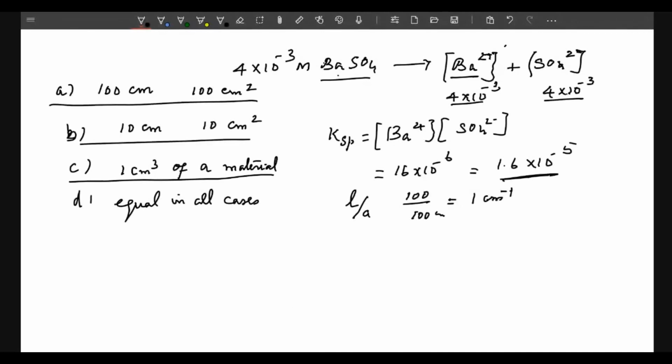In the third, 1 centimeter cube. A 1 centimeter cube is taken to have length, breadth and height all equal to 1 centimeter. Therefore, L into B is equal to area, which is 1, and height or length is equal to 1. Here also, L by A is equal to 1 per centimeter. Therefore, the option is D.